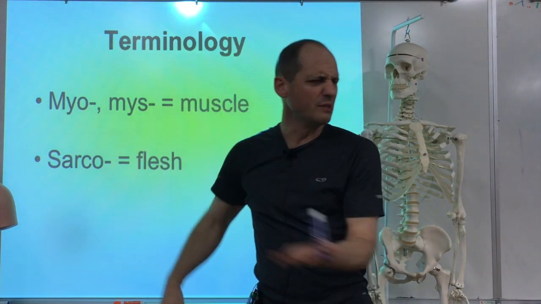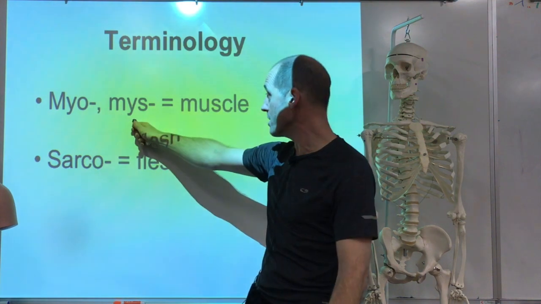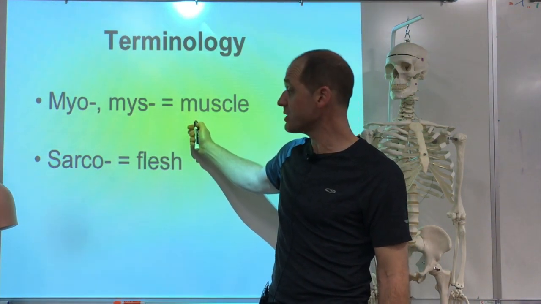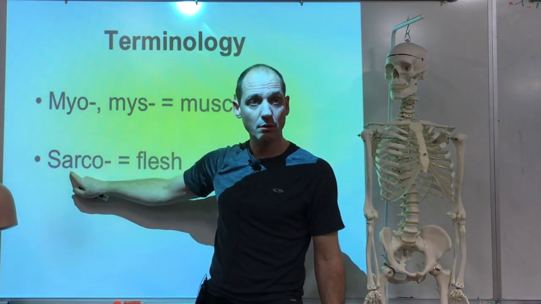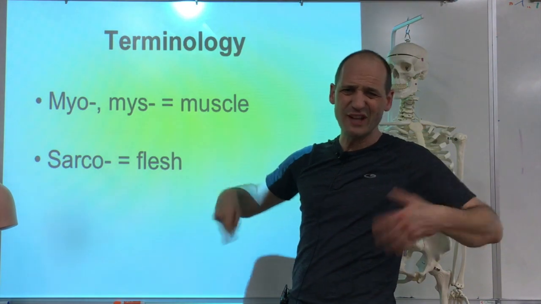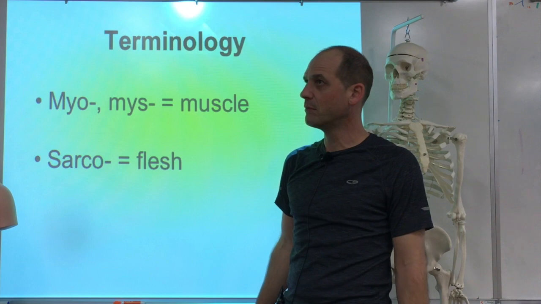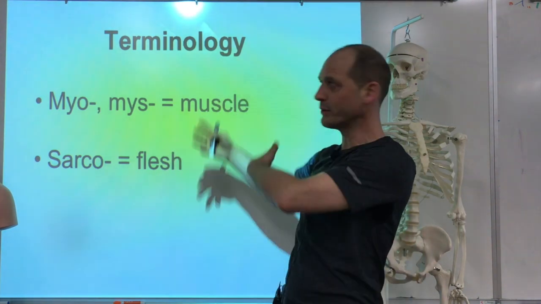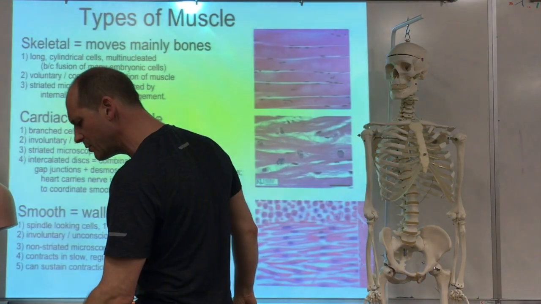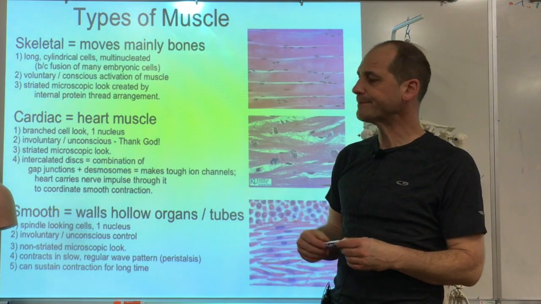Oh, terminology, always important too. If you see the word myo or mesio, you know it's muscle. If you see the term sarco, you also know it's muscle. It means flesh. But most of us, flesh stuff is muscle. And lately fat, but not in the old days. So you want to know these prefixes to recognize when you read stuff that, oh, that must be muscle.